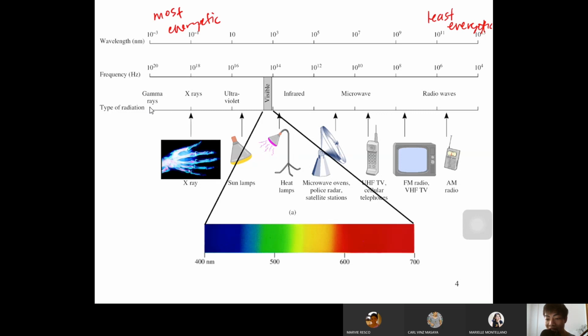Meaning, pwede na niyang paalisin yung electron sa atom. Kapag tumama yung gamma rays sa atom, tatalsik yung electron ng buo. Dito kasi ang nangyayari sa X-ray pati ultraviolet, hindi naman umaalis, tumatalon lang yung electrons. Pero kapag gamma rays na, tumatalsik na yung electron palabas.